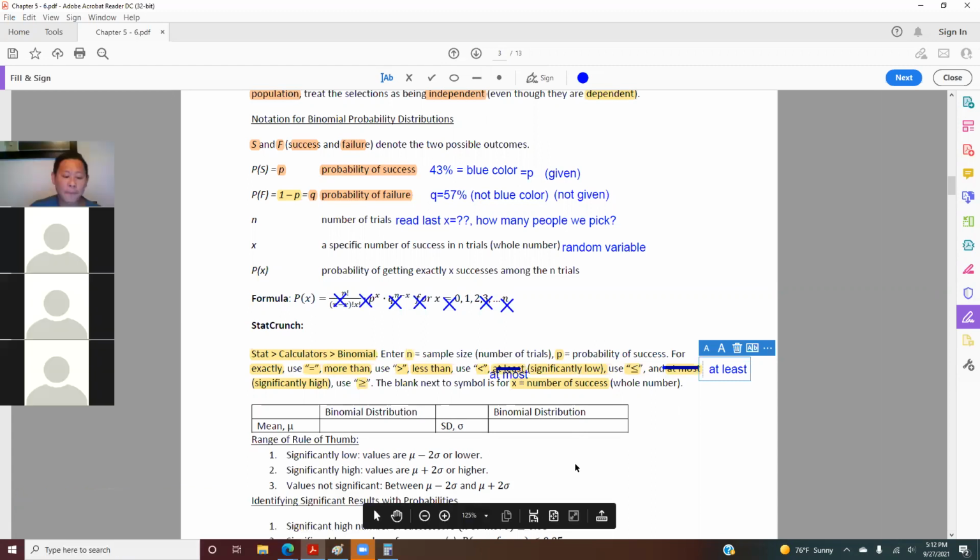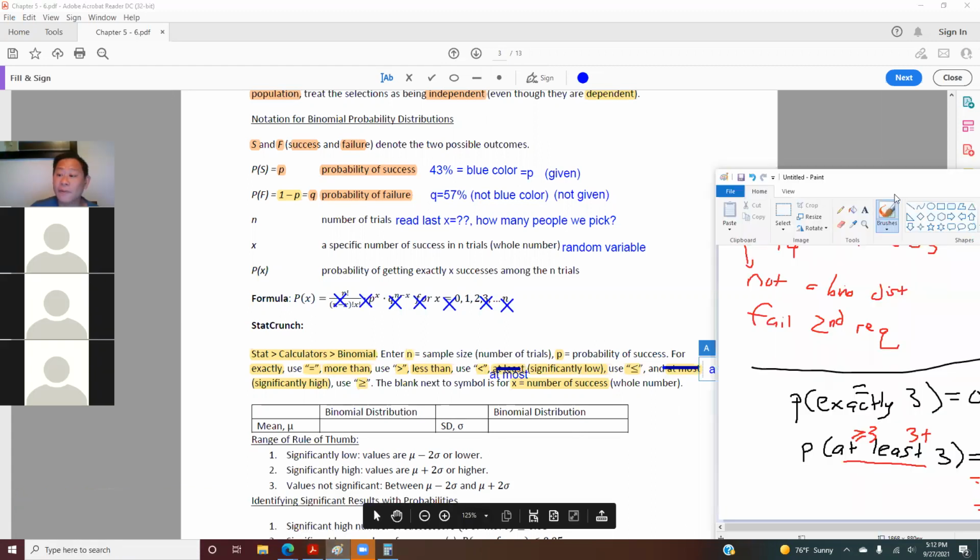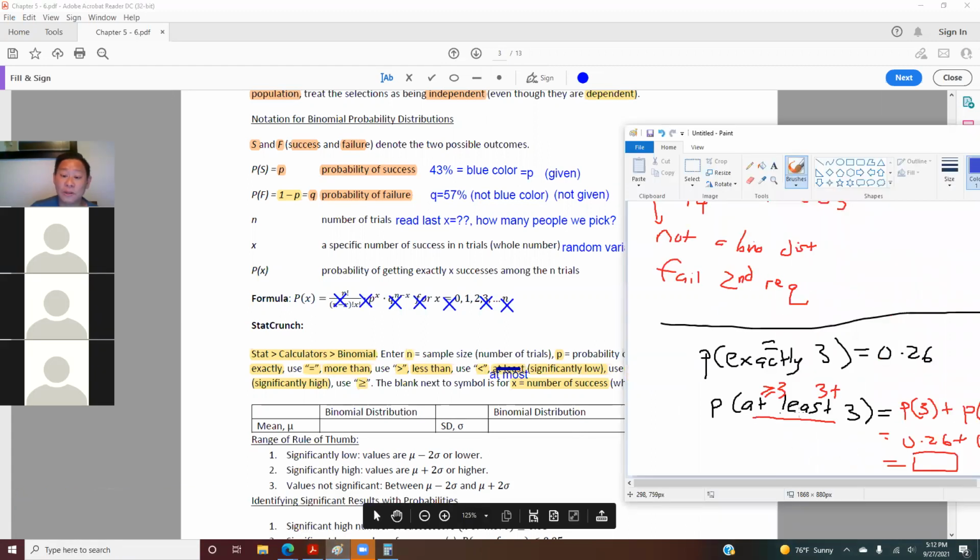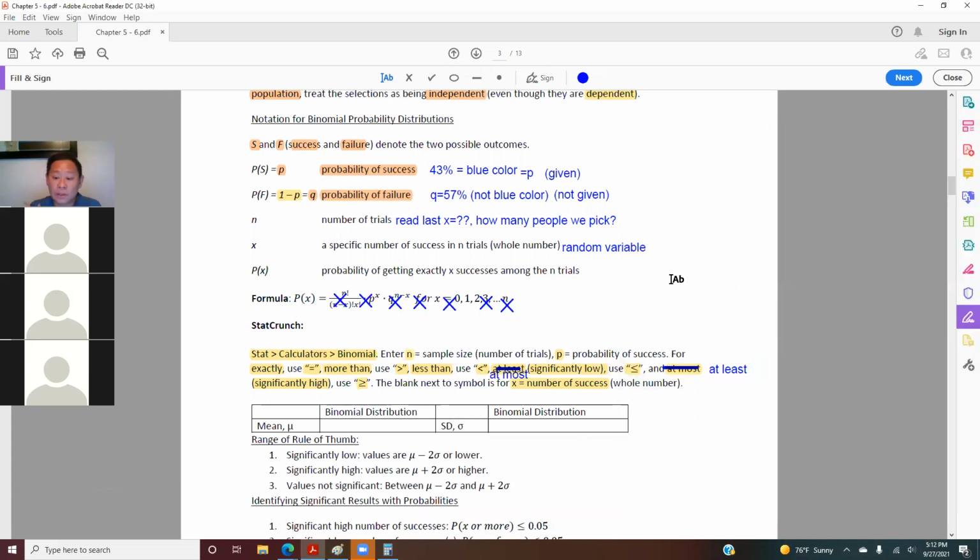So that is the meaning of the word. I'm showing you this is correct. This is a typo here. I need to change it when I finish with this class. So at most is less than or equal to, at least is greater than or equal to. Please change this in your notes.